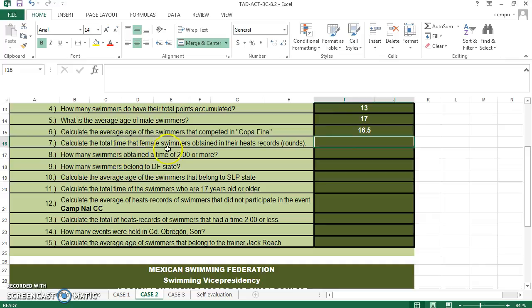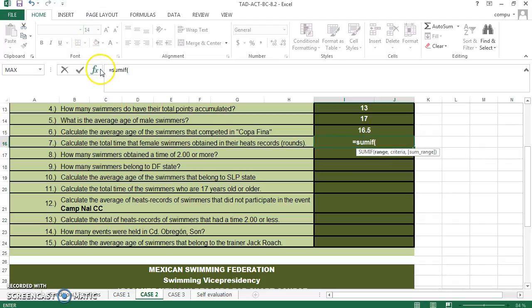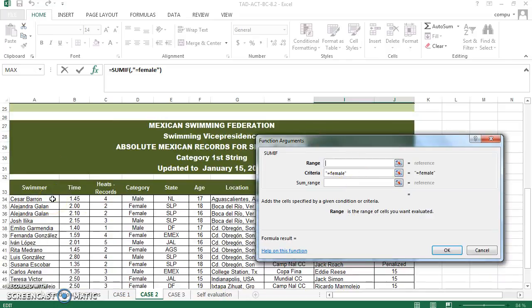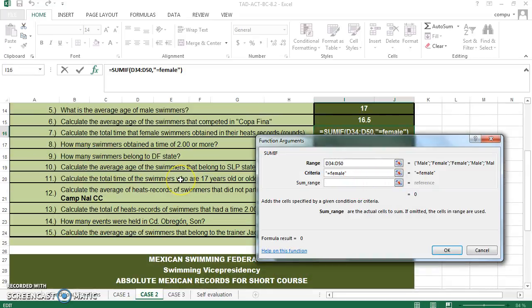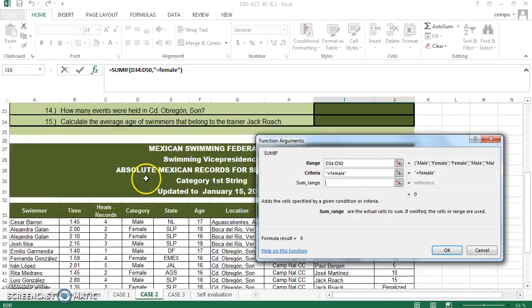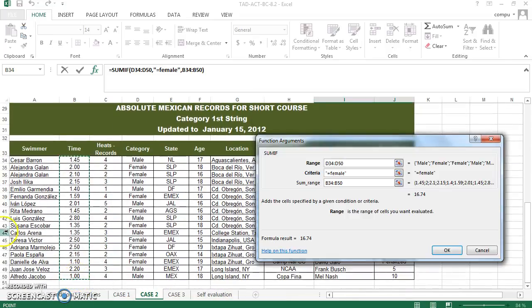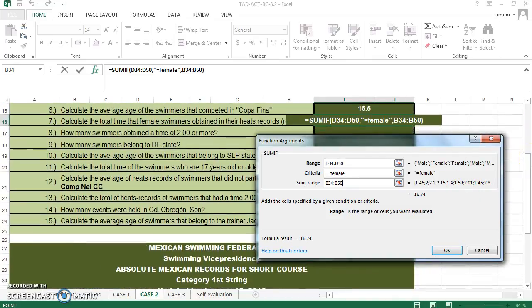Calculate the total time that female swimmers obtaining their heats records. So we only want the females, equals to SUMIF, my criteria is equal to female. That information is located in the category column, and they want us to get the total time on column B. The answer is 16.74.